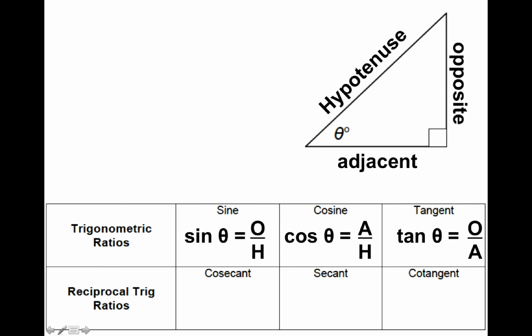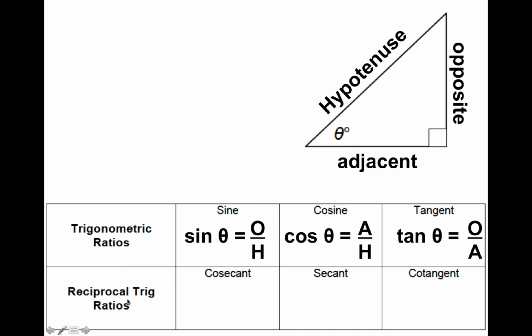There's also a highly inappropriate sentence to help you memorize how to spell SOHCAHTOA. That would be some old hippie caught another hippie tripping on acid. Inappropriate, but it does help you remember how to spell SOHCAHTOA.